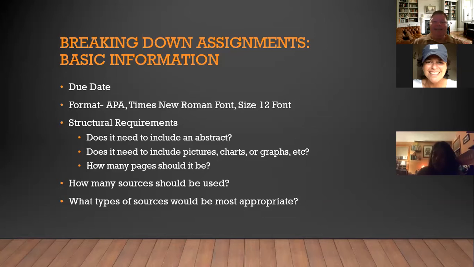The number of sources and the types of sources. So it might be 6 sources have to be peer reviewed, 2 are allowed to be website. It's knowing what types are allowed in what proportions. Very important.